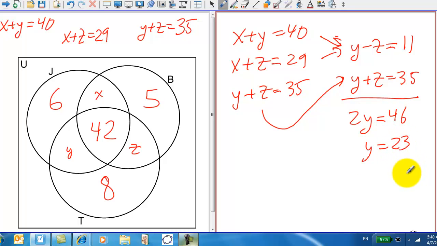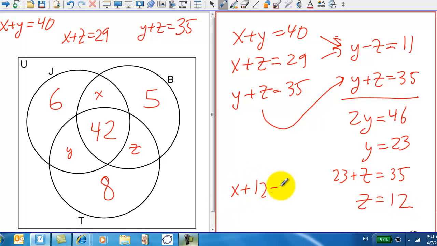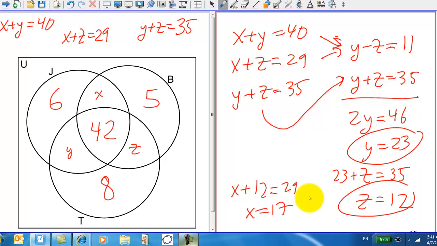Okay? Then we can go on to find out the other ones. That means 23 plus Z equals 35. So Z equals 12. And then finally we can figure out X. Because X plus Z, which is 12, equals 29. So X equals 17. So we've got all our missing bits now.